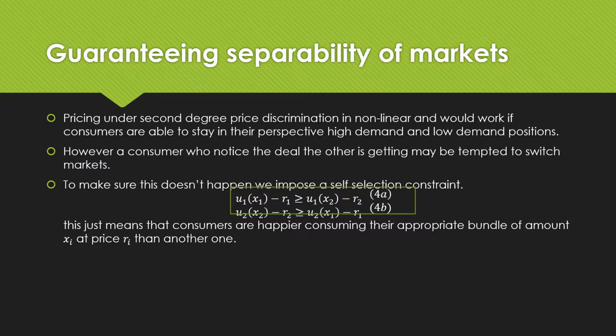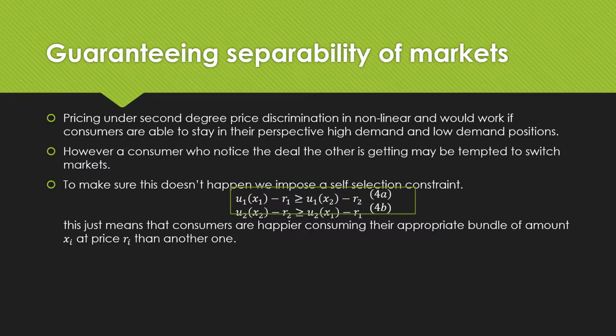their respective high demand and low demand positions. However, consumers who notice a deal that another one is getting may be tempted to switch markets. To make sure this doesn't happen, we impose a self-selection constraint, which is denoted by 4a and 4b.